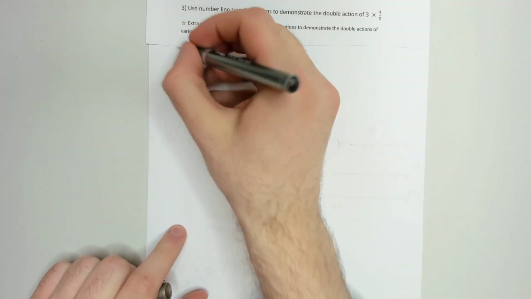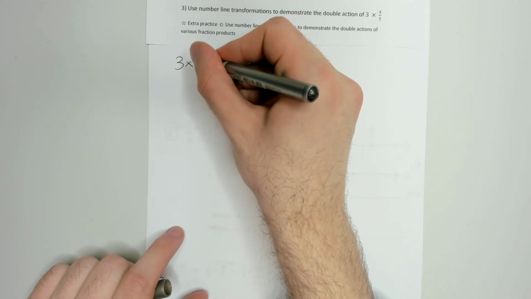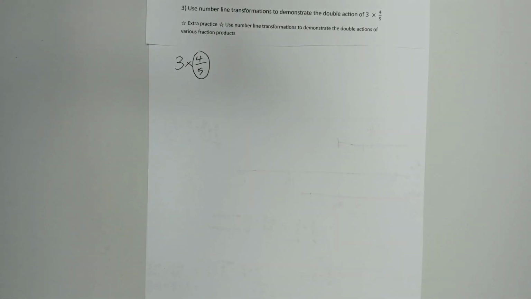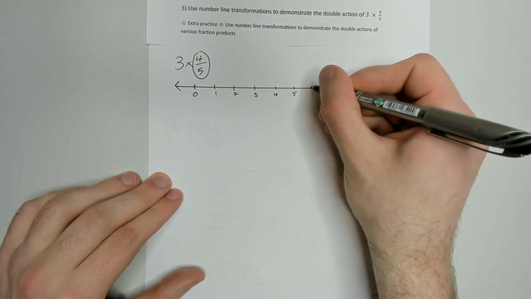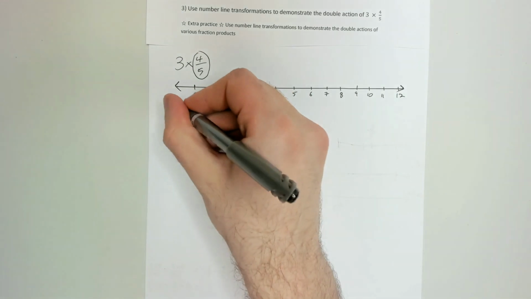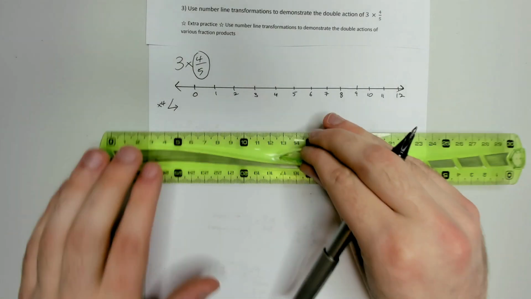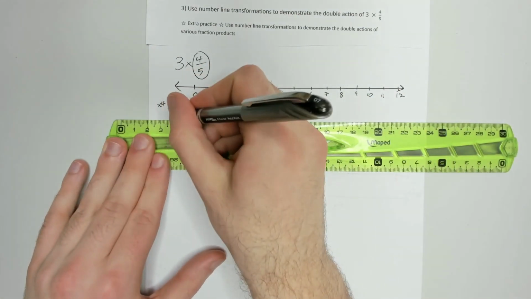All right, so this one says use number line transformations to demonstrate the double action of 3 times 4/5. So 3 times 4/5, essentially we want to look at the double action of multiplying by 4/5 and then see where 3 ends up. So what we can do is start with the number line. The first thing that happens when we multiply by 4/5 is the numerator tells us to stretch it by a factor of 4. So let's go ahead and stretch this number line by a factor of 4.